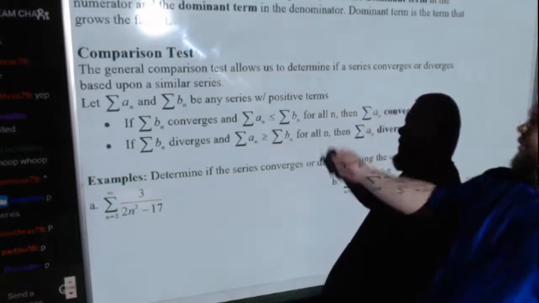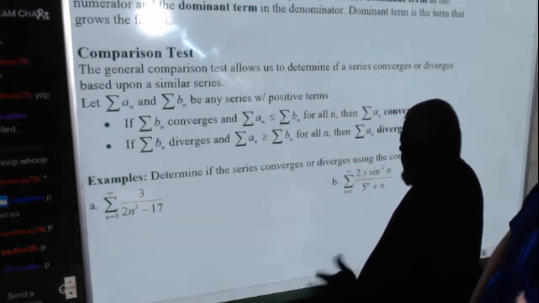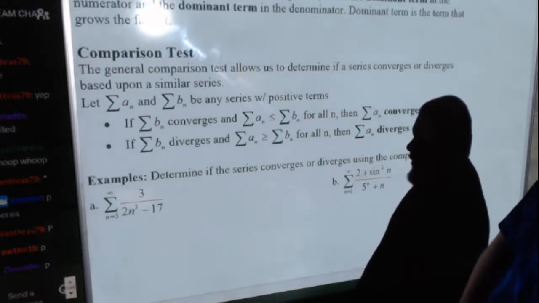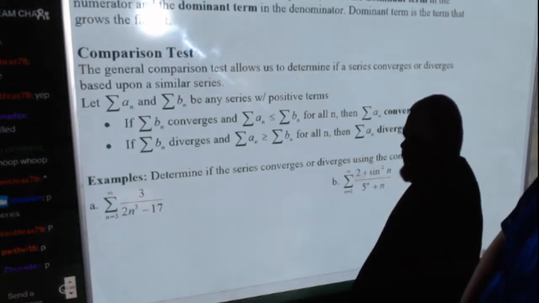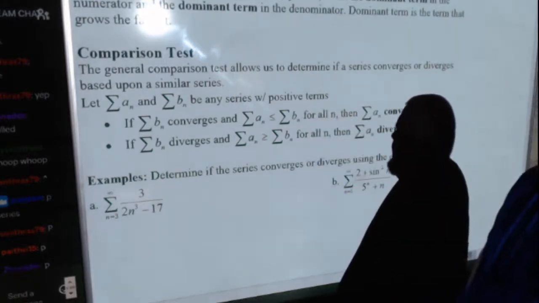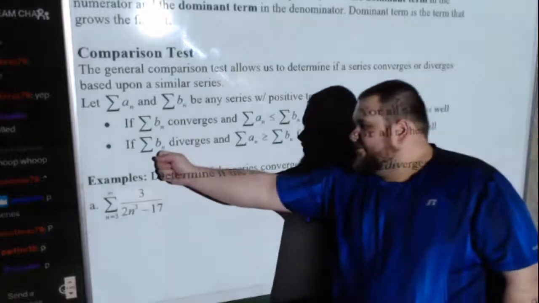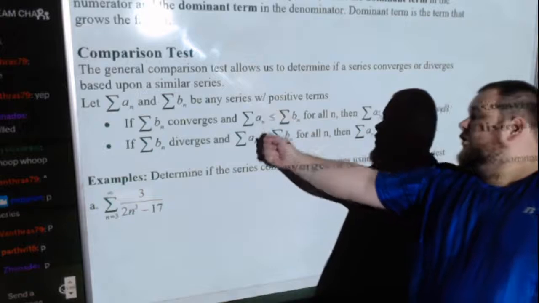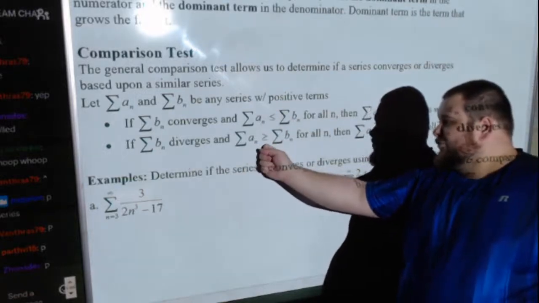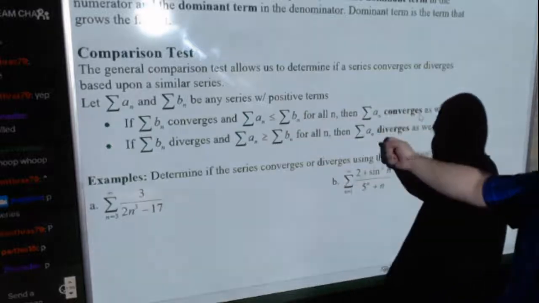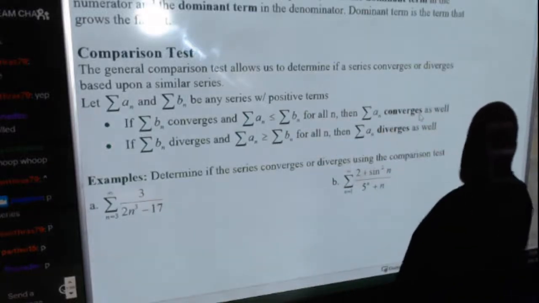Now it says for all n, but those kinds of things are a little, let's say, lackluster in terms of how strongly they hold up. So let's not worry about that so much. The second one says if b sub n diverges, we must also show that the sum of a sub n is greater than b sub n. Then a sub n also diverges.